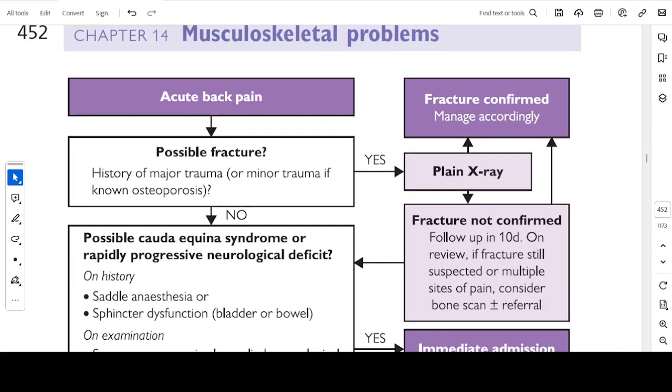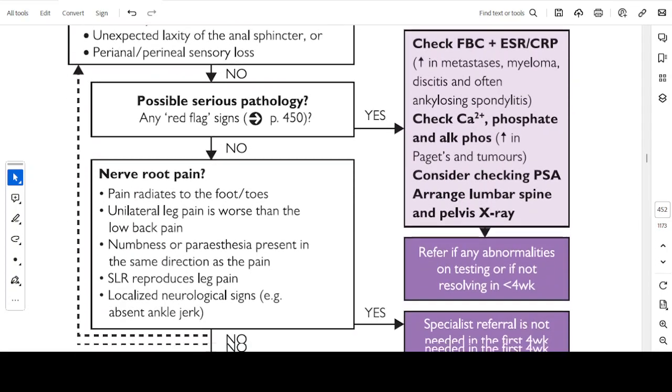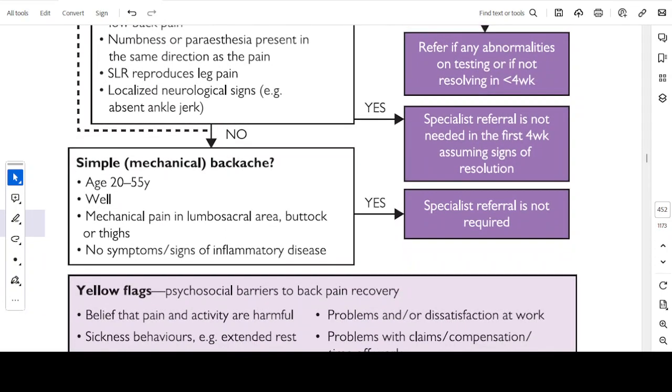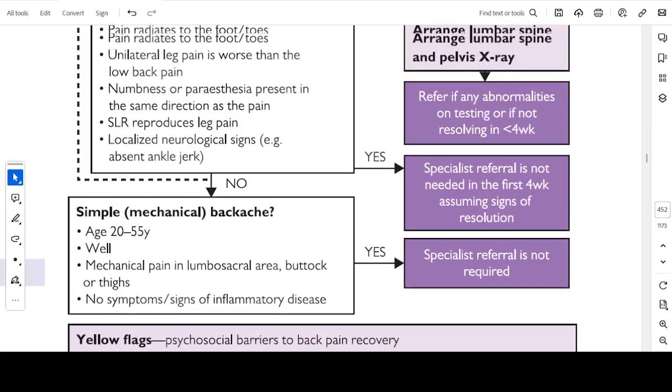Musculoskeletal problems, page 452. There is this management of acute back pain. Let's see what the heading is. The triage of acute back pain. This is in the triage. So let's see.